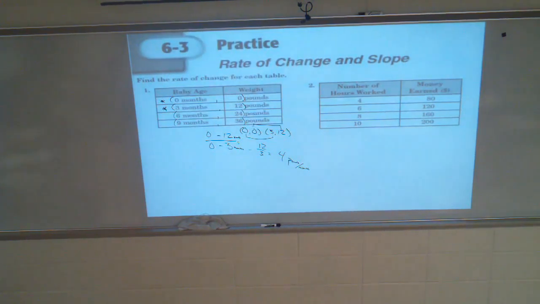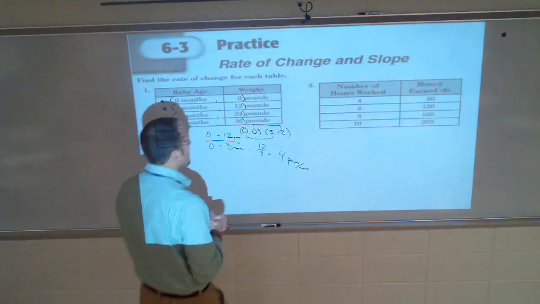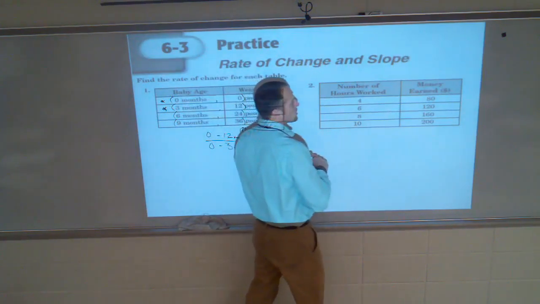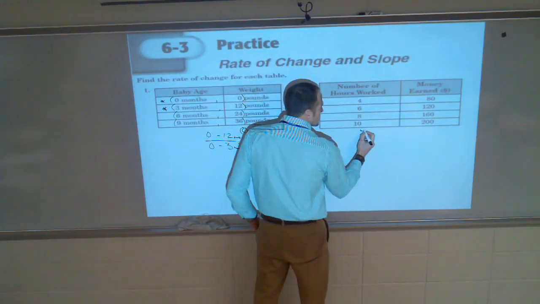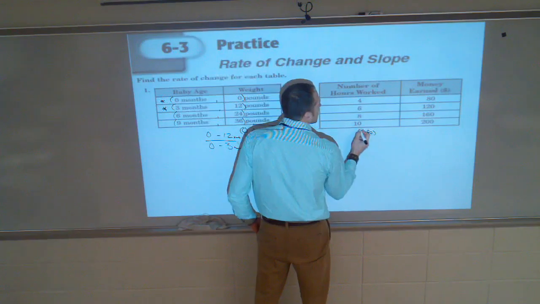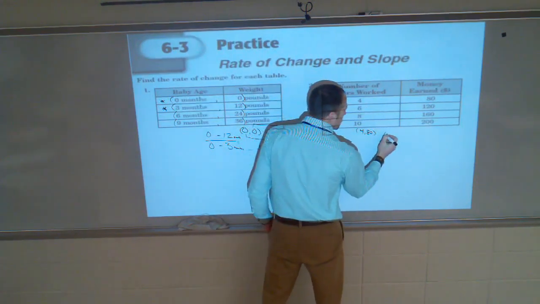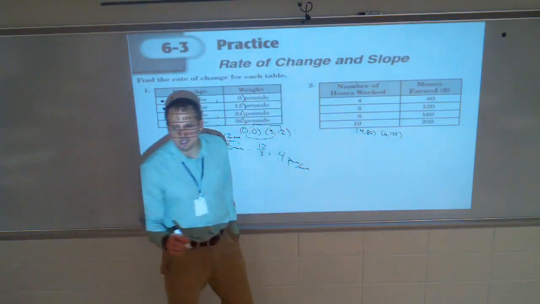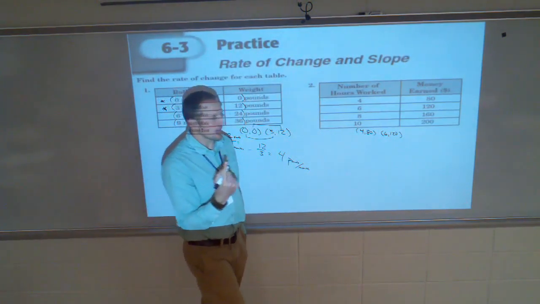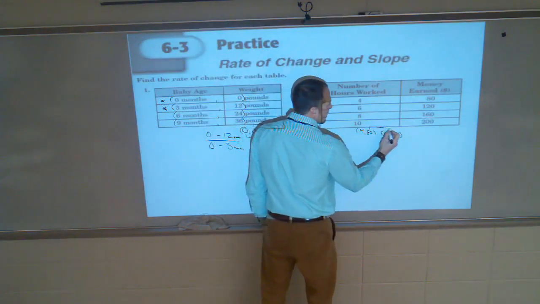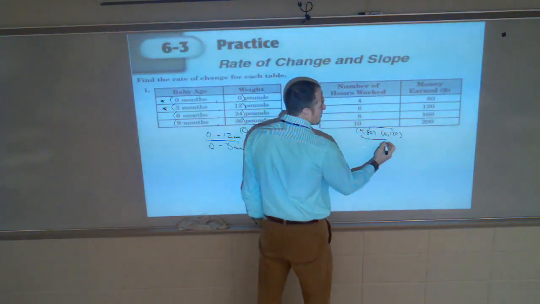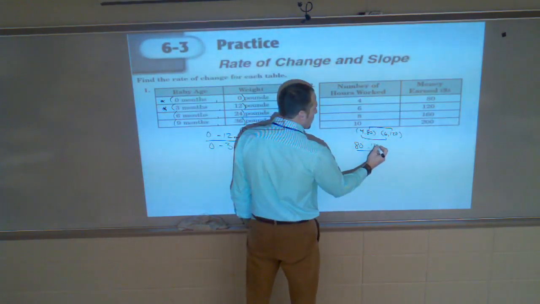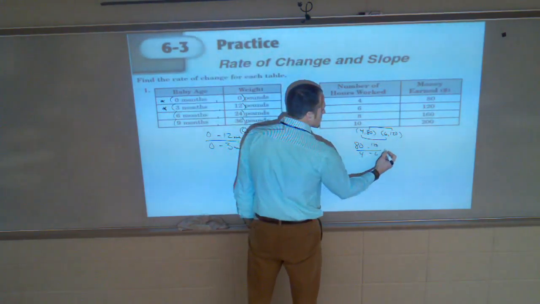Now, I saw a lot of people taking the right steps, but making a fatal mistake. All right, my first point that I'm going to use is 4, 80. And the second point is 6, 120. Now, here is the mistake we were making. The y's have to go on the top. 80 and 120 are on the top. 4 and 6 are on the bottom. 80 minus 120. 4 minus 6.